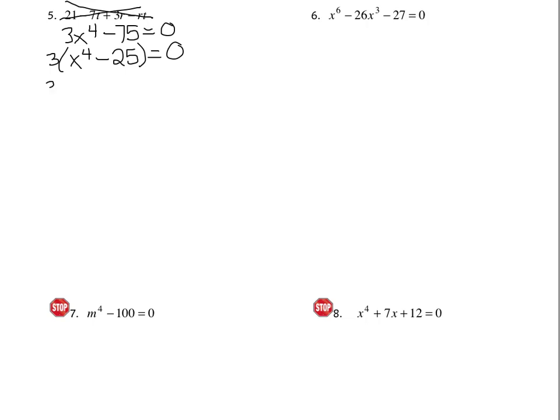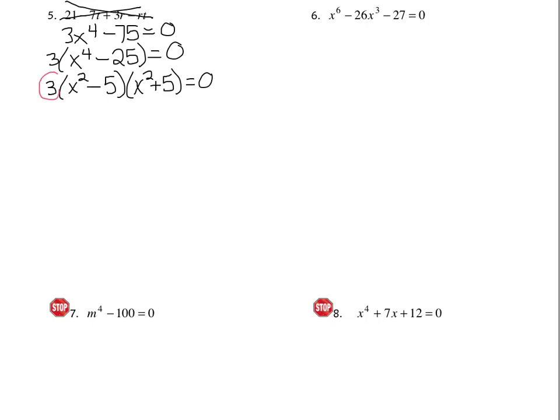So this factors into x squared, because x to the 4th, what was that before it was squared? It was x squared. And then 25, what was it before it was squared? It was a 5. So it's x squared minus 5 times x squared plus 5. The order in which you write those two doesn't matter. You could write the plus sign first and then the minus one in the second one. Makes no difference. Now we're ready for zero product property.